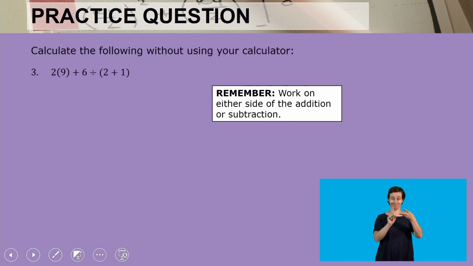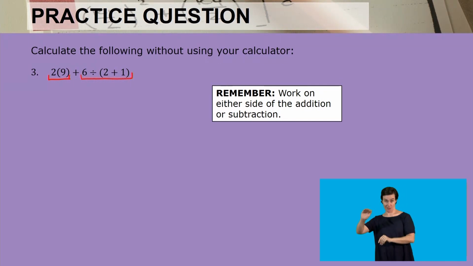So we are still working with multiple operations. Remember, work on either sides of the plus sign. This one here has a bit more calculations that we need to do, but that is okay. We are going to focus again on that 2 multiplied by 9. Then we have that plus because we are working on either sides of the plus. But on the other side of the plus, we have a 6 divided by, and in brackets, we have a 2 plus 1.